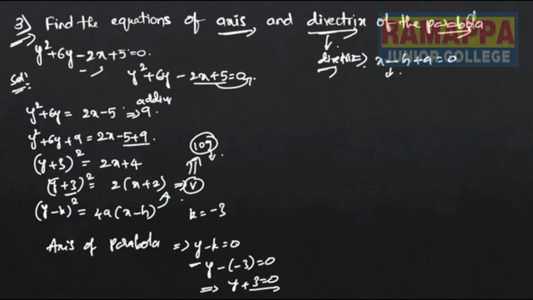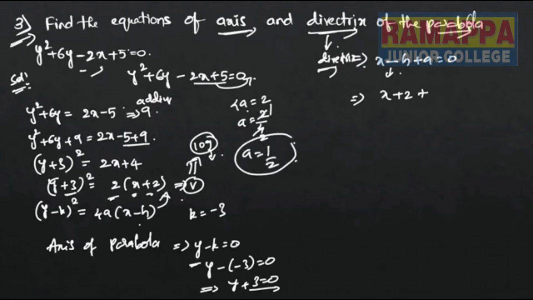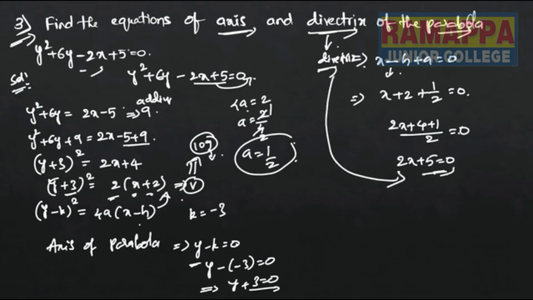Now we have to find the directrix. From this, x is x only, and minus h is equal to plus 2. And 4a is equal to 2, so a is equal to 2 by 4, the 2s cancel, and a is equal to 1 by 2. So x plus 2 plus 1 by 2 is equal to 0. Cross multiplication: 2x plus 4 plus 1 divided by 2 is equal to 0. So 2x plus 5 is equal to 0. This is the directrix of the given equation.